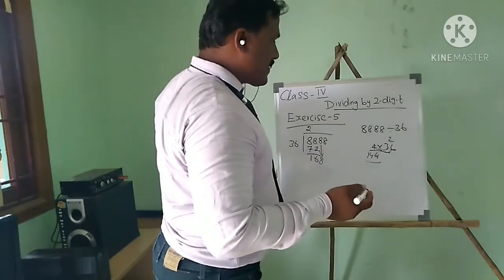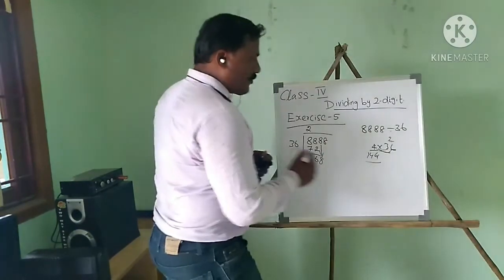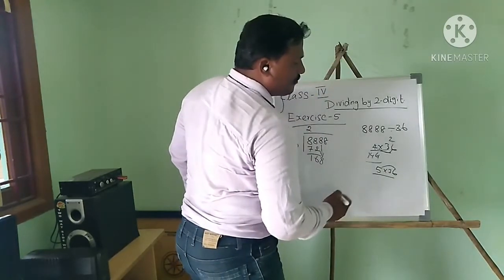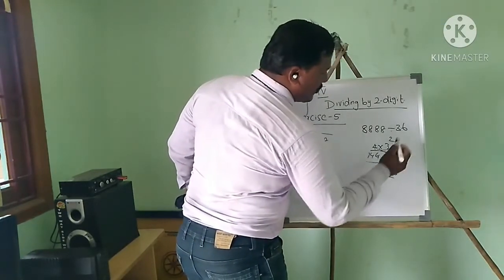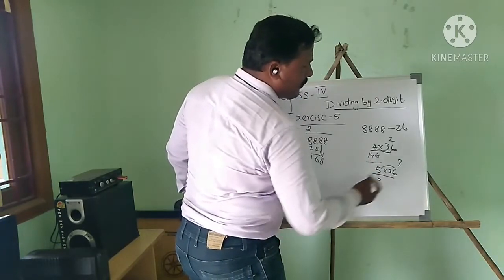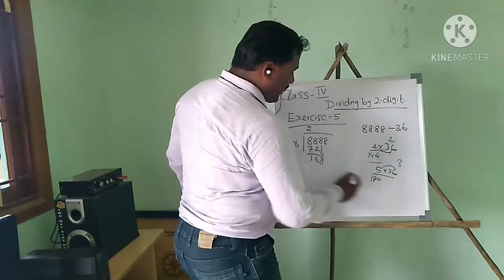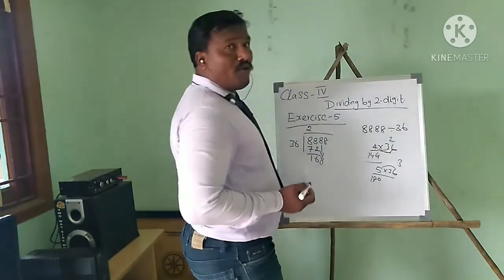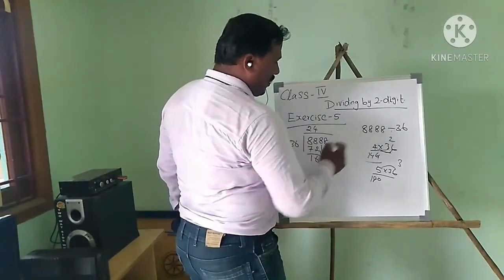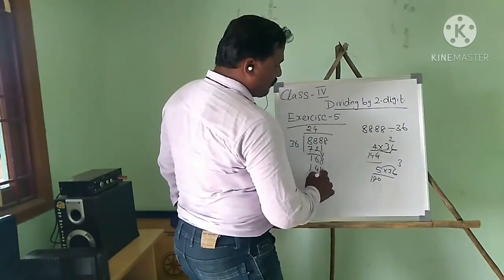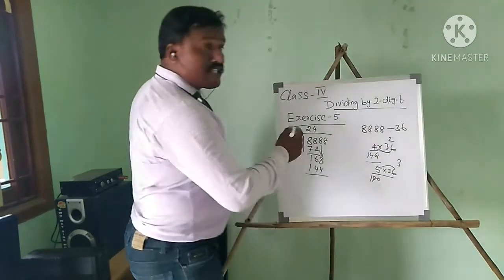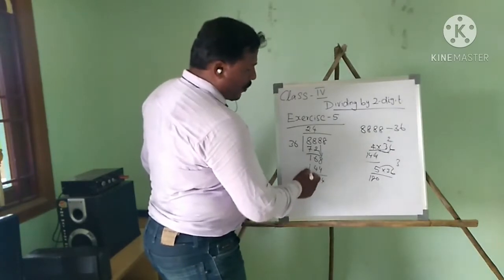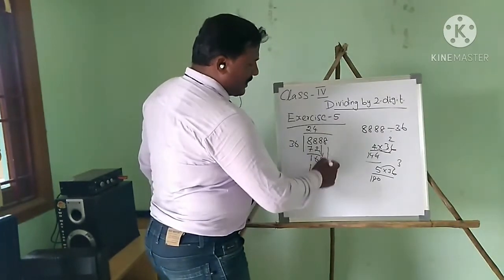If you take 5 times, 5 into 36: 6 fives are 30, remainder 3. 5 threes are 15 plus 3, 18. So 180 compared to 168 is big. So we cannot take 5 times, we can take 4 times. So 4 times 36 is equal to 144. So if you subtract: 8 minus 4, 4. 6 minus 4, 2. 1 minus 1, 0. So now I will take down 8.